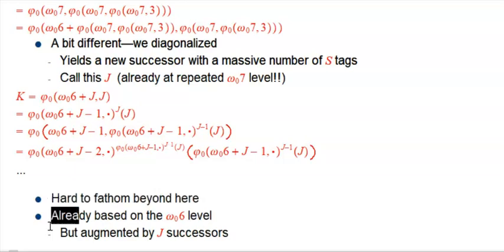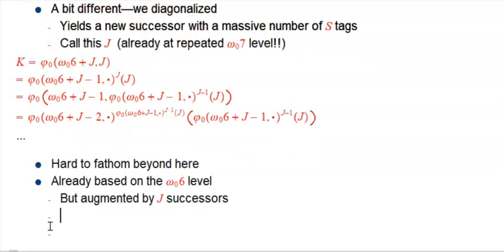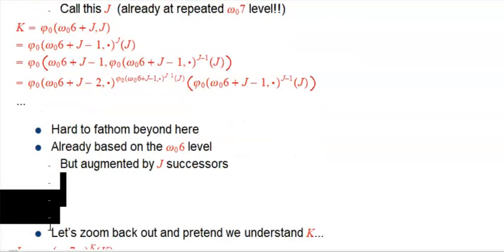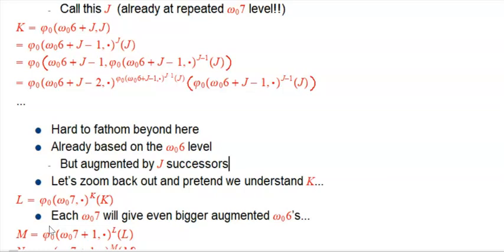Already everything here is based on the omega naught 6 level. The baseline here is the omega naught 6 level, which is beyond anything we had done before. And it's augmented by J successors, which creates this incredible tower of iterations. Okay. But let's just assume that's done. We spend the next 2 years and some massive AI helps us understand K.